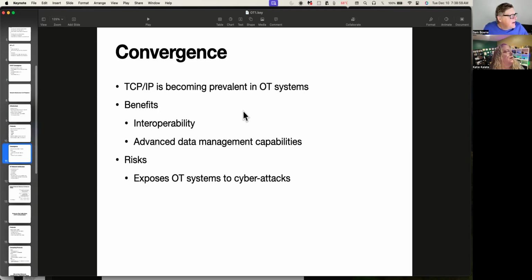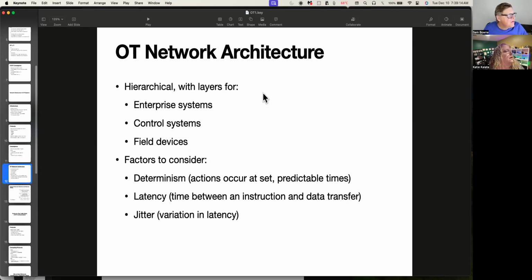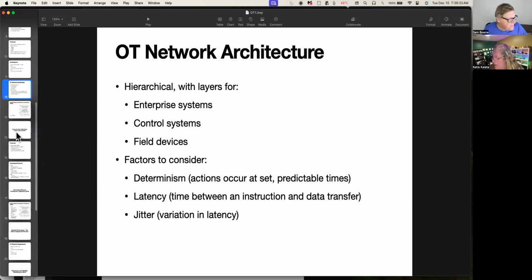And so as they connect, of course, you get advantages of being able to use IT processes like enterprise resource planning and databases and such, but that means you expose your OT systems to attacks. So the OT network architecture is hierarchical with a variety of layers, and you've got to consider determinism, where you know what time things will happen, the latency between instructions and the activity, and jitter. All these things may be more important for your OT systems than they are for IT systems.